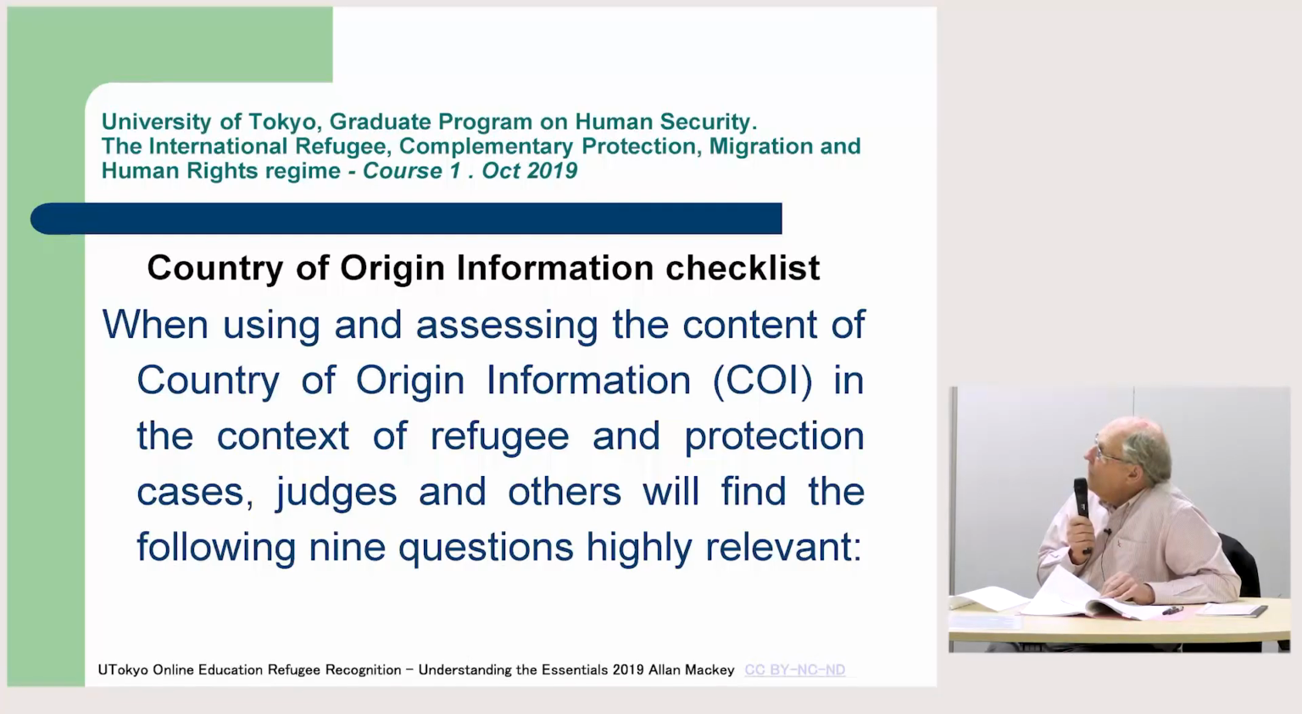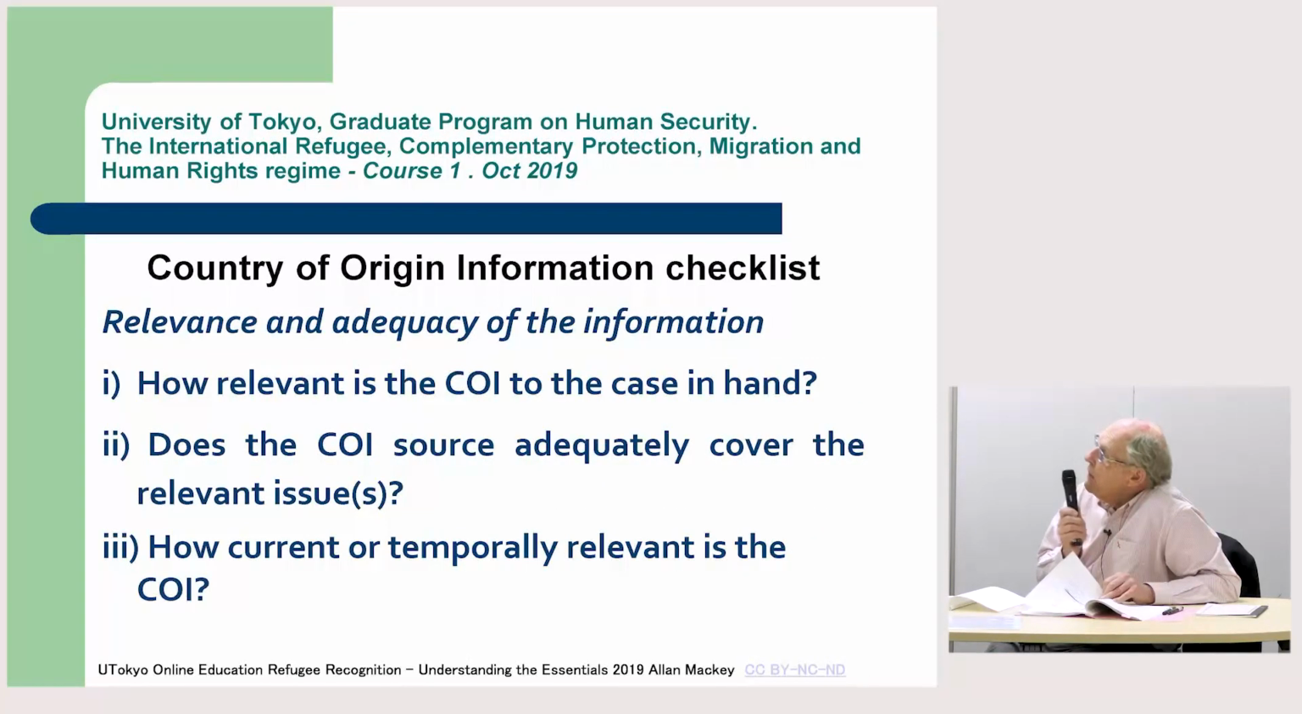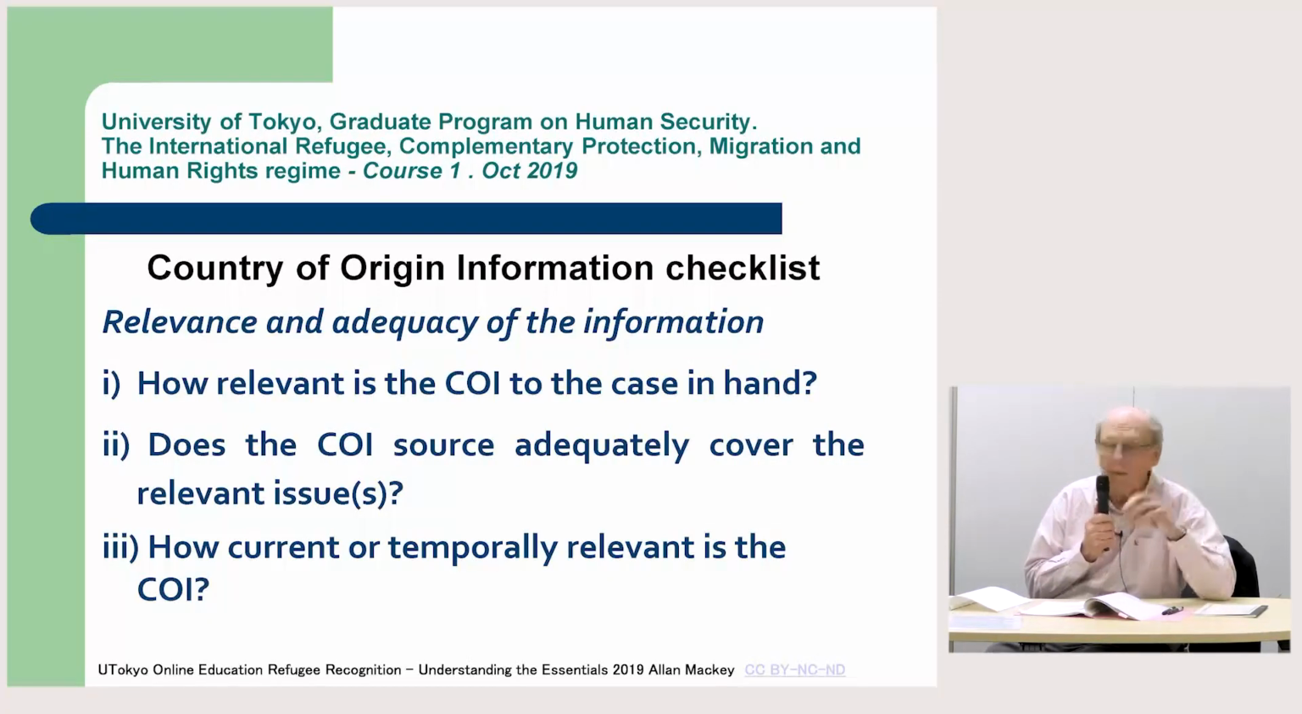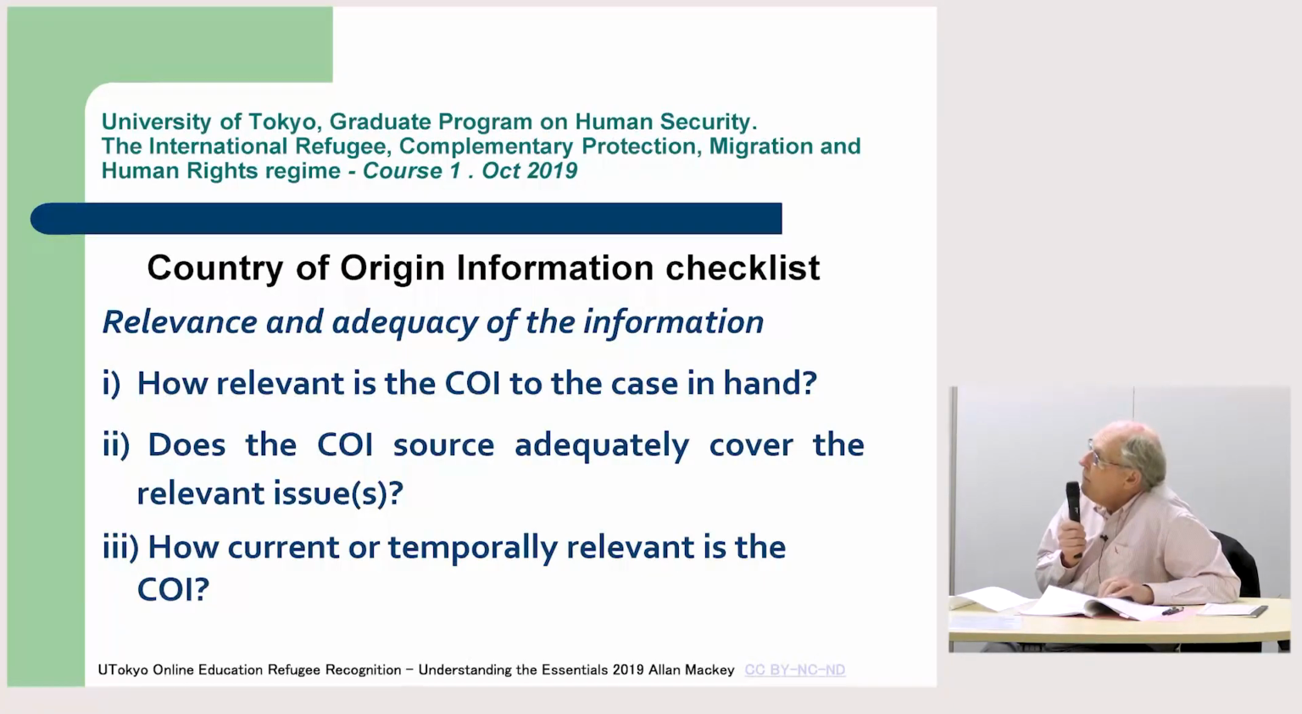Right, so you can just go on from that and go to the list there. There are some guidelines at the end of that paper you've got, and these are quickly. How relevant is the COI to the case in hand? Pretty obvious. Does the COI source adequately cover the relevant issues? In other words, is it relying on good information given by a reputable organisation like Médecins Sans Frontières, and do places like that give evidence to support it? How current, or temporally, just means at the time, relevant is the COI?